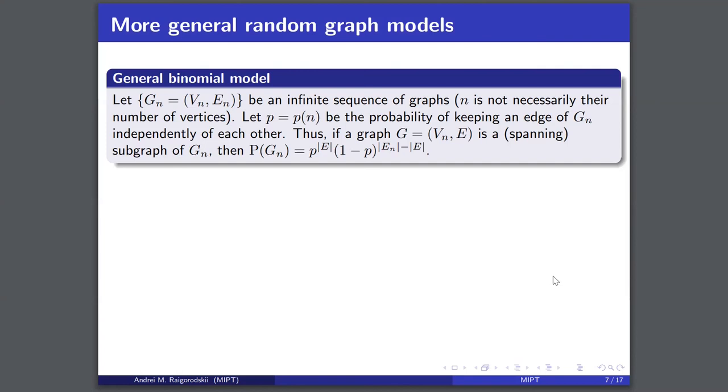In our previous studies, we considered K sub n, which is a complete graph on n vertices. And we took a random subgraph of it. How did we do it? We considered every graph on the same set of vertices, and we put the probability of this graph equal to p to the number of edges of this graph times 1 minus p to the power n choose 2 minus the number of edges. So the probability space consisted of all possible graphs on n vertices, whose number is equal to 2 to the power n choose 2, as usual.